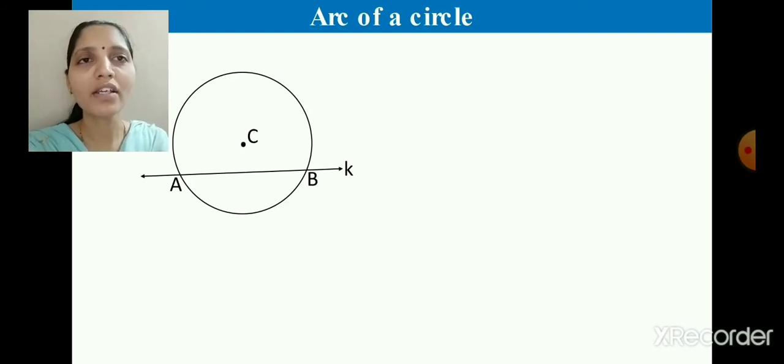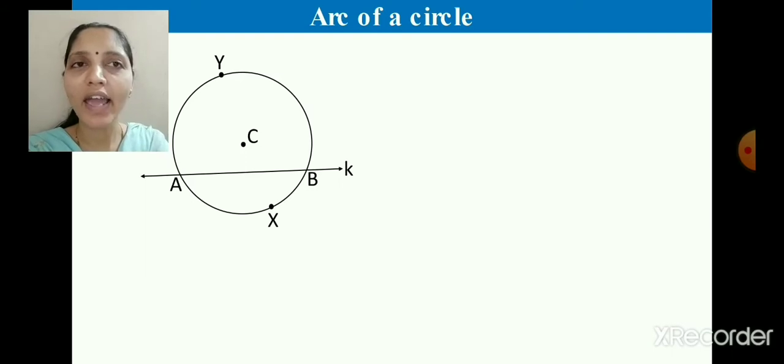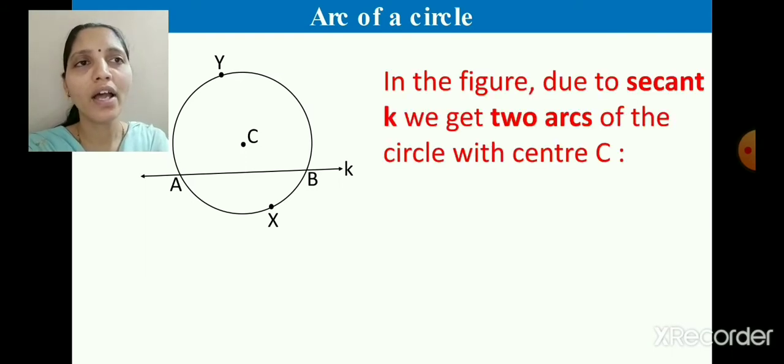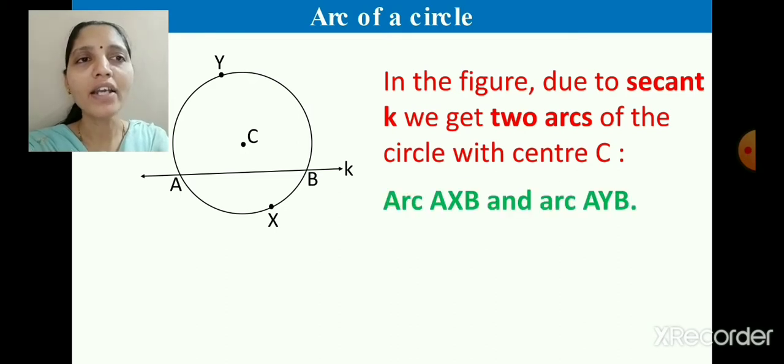Yes, for that we have to select any point from each part of the circle. So here I have selected point Y from the bigger part of the circle and point X from the smaller part of the circle. So here I got two arcs of the circle. Which arcs? Arc AYB and arc AXB. So in the figure, due to secant K, we get two arcs of the circle with center C, arc AXB and arc AYB.